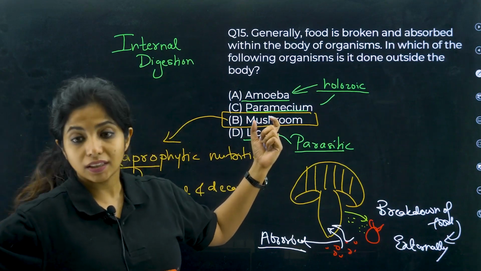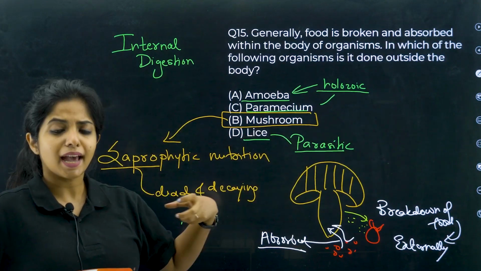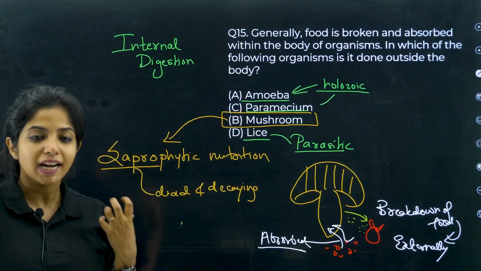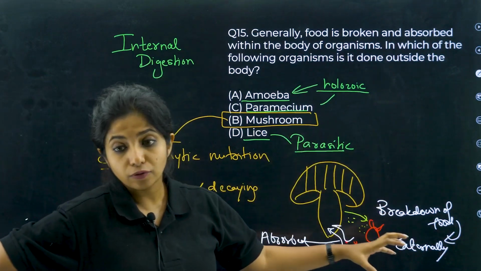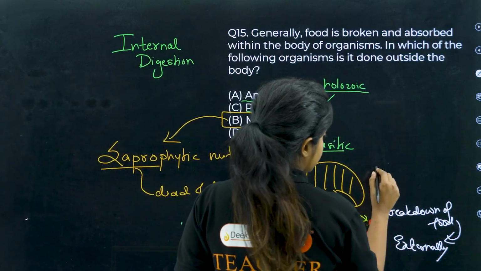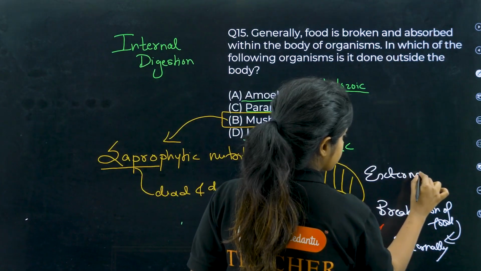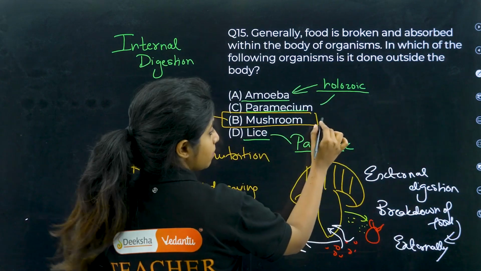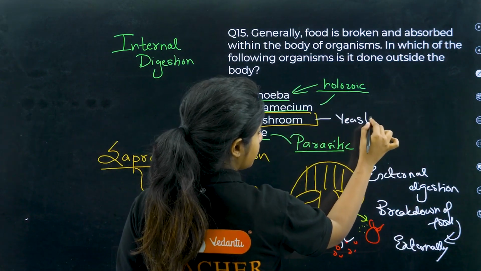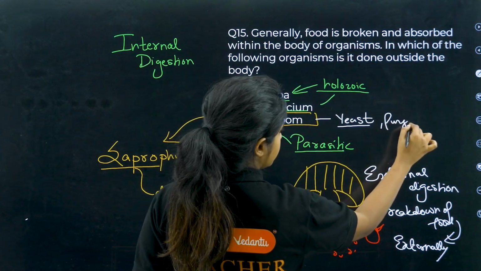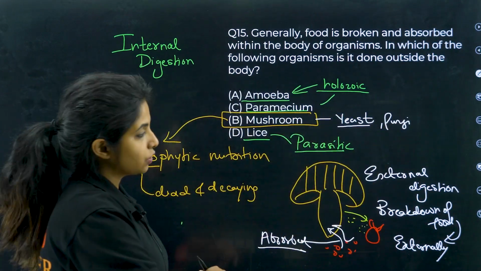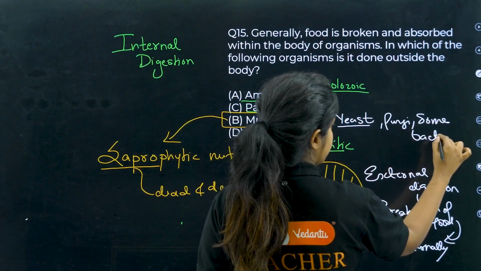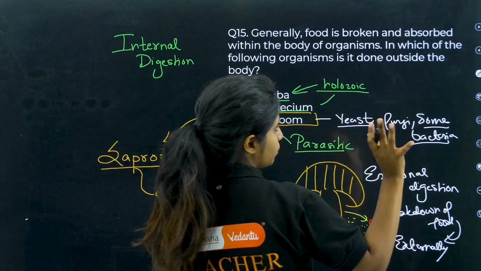Okay, lice, if you see, they are parasitic, as in they feed on living organisms. Saprophytic are the ones that feed on dead and decaying organisms, and they basically break down food outside, which is why it is known as external digestion. So mushroom comes in this category, yeast come in this category, my dear children. Mushroom and yeast are all fungi, okay. So they all come in this category, and also some bacteria, some, not all, okay.